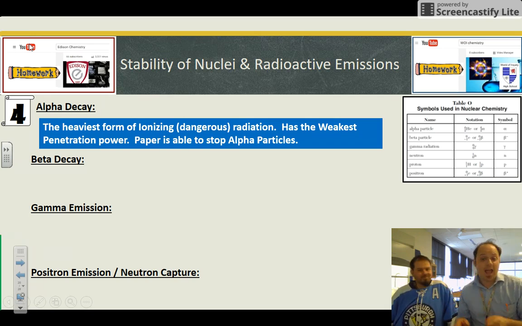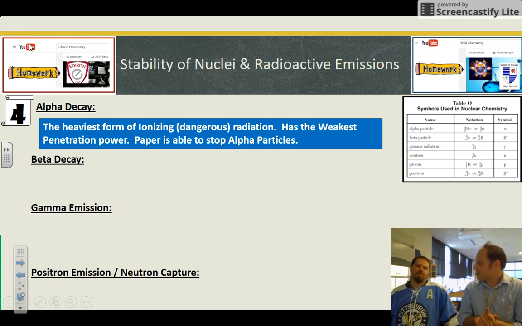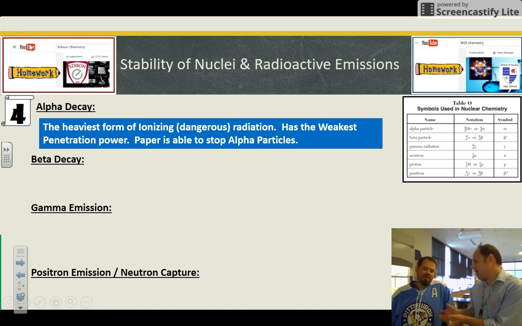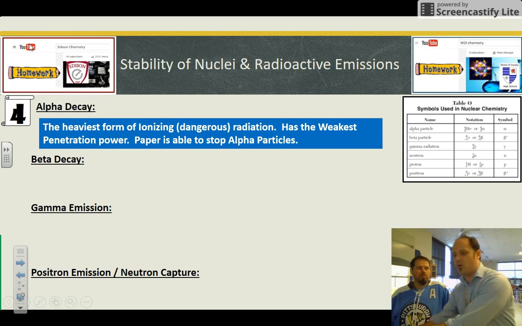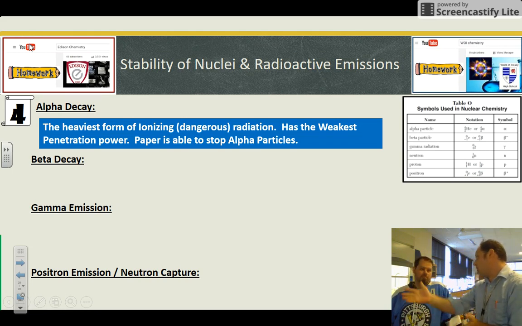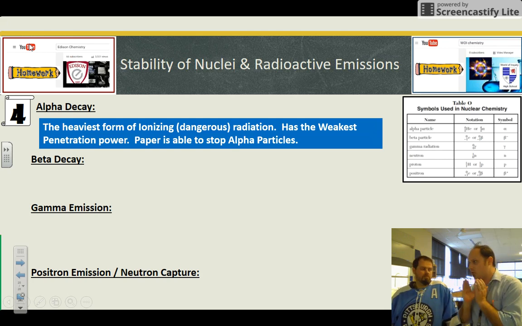And it has the weakest penetration power, because it's so big, so heavy. It's like a linebacker. They can do some serious damage, but they're not going to run 100 yards with the football with a whole opponent team trying to stop them. You can't stop them from falling a foot forward, but you can stop them from running away with it. They're too heavy and have too much charge to really go through anything.